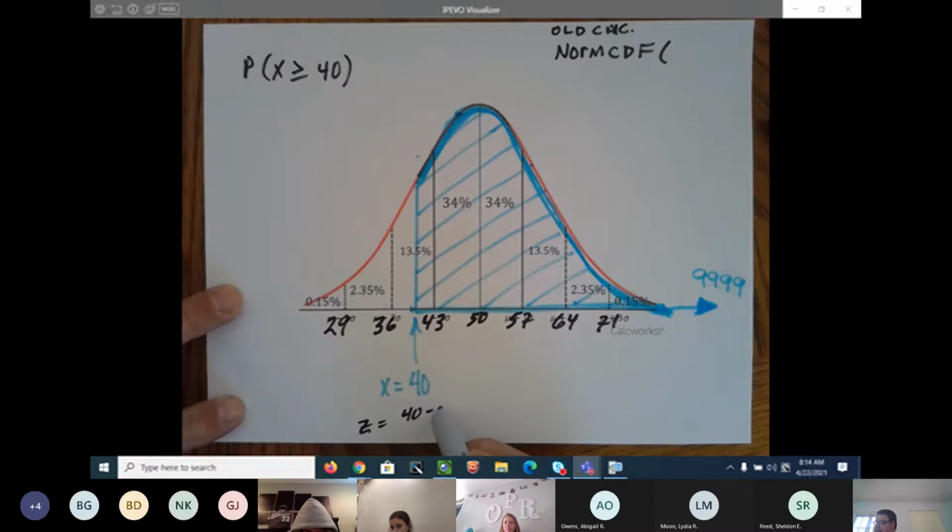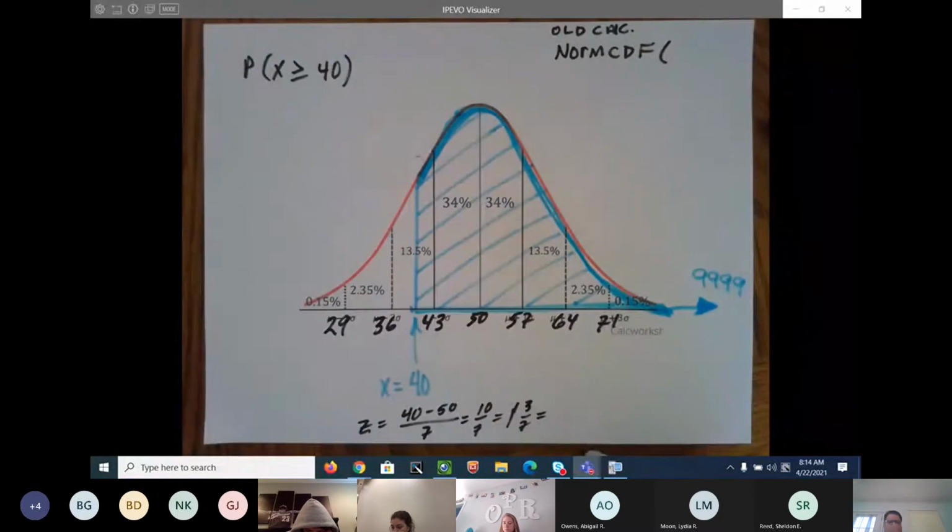40 minus 50 divided by, what was the standard deviation? 7. And that's negative 10 divided by 7, which is equal to negative 1 3/7. And somebody tell me what 3/7 is equal to. 2 decimal points, please.